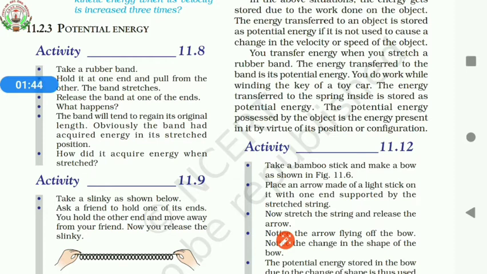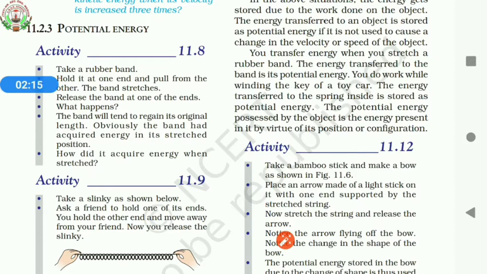And if this brick falls from the rooftop, it can do some work in breaking the window panes or somebody's head. The energy of a brick lying on the rooftop is known as gravitational potential energy because it has been acquired by doing work against gravity. So what is potential energy?